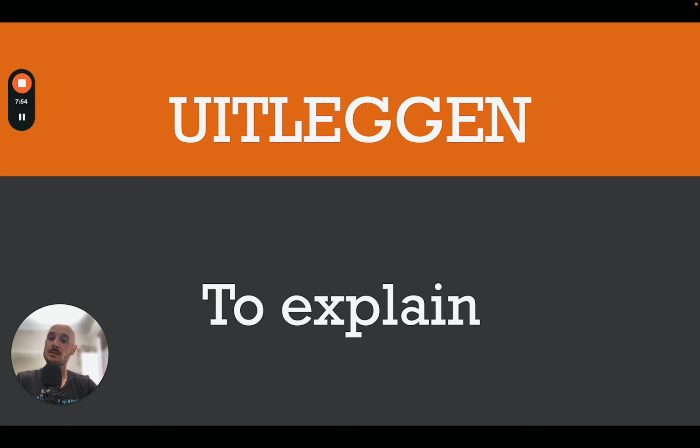Uitleggen is what I'm doing right now. That's to explain, all right? That is a separable verb, all right? When you want to say, I explain in Dutch, you won't say ik uitleg. That is incorrect. You will say ik leg uit. Again, separable verb. Earlier in the video, I posted the link, so you can click on it, and I made a video about the separable verbs in Dutch.